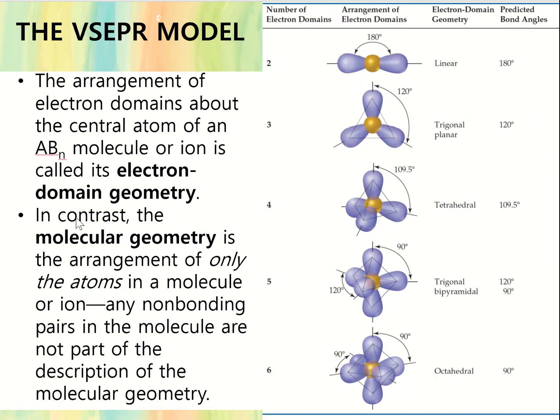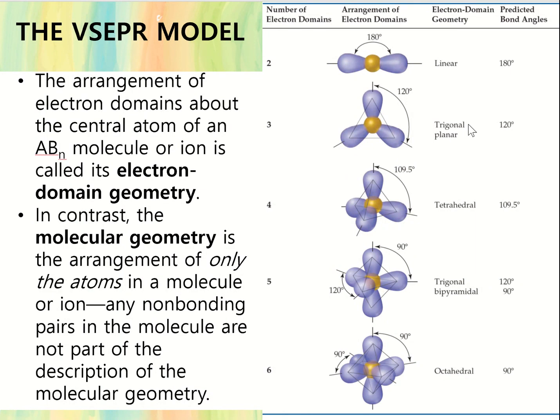So in contrast, and we're going to see it in the slide coming up after this, the molecular geometry. So please recall these terms. Electron domain geometry, which is what we just spoke about, and then we're going to look at molecular geometry in the slide coming up after this. So the molecular geometry is the arrangement of only the atoms in a molecular ion, right? Any non-bonding pairs in the molecule are not part of the description of the molecular geometry.